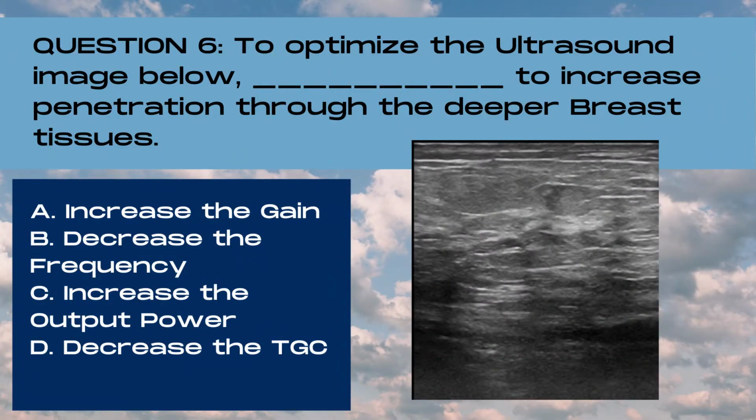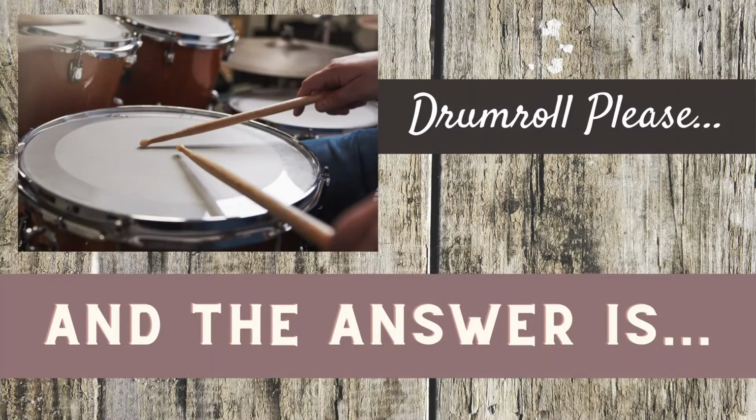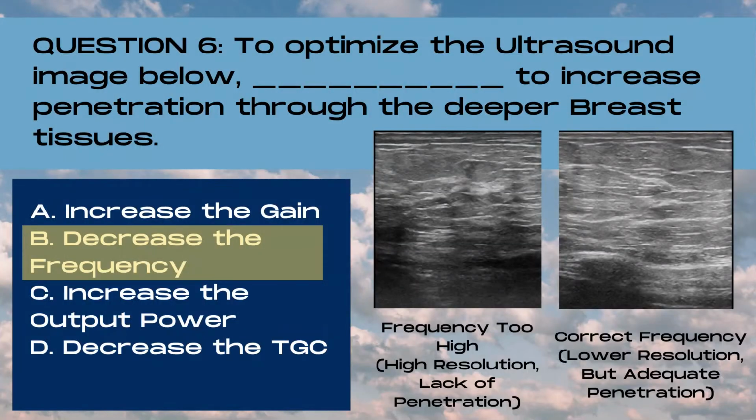Question 6. To optimize the ultrasound image below, blank, to increase penetration through the deeper breast tissues. A. Increase the gain. B. Decrease the frequency. C. Increase the output power. Or D. Decrease the TGC. And the answer is B, decrease the frequency.